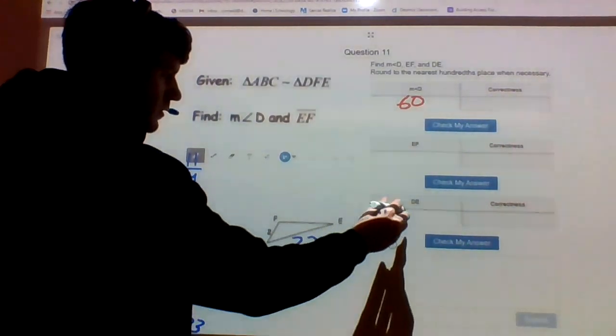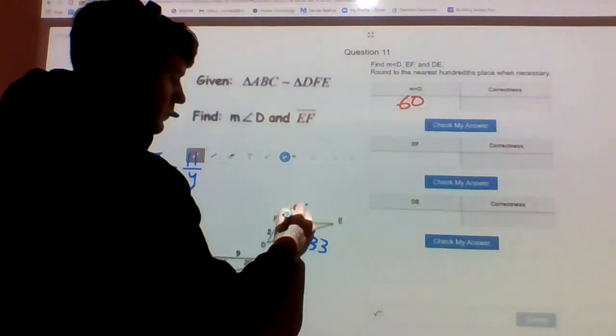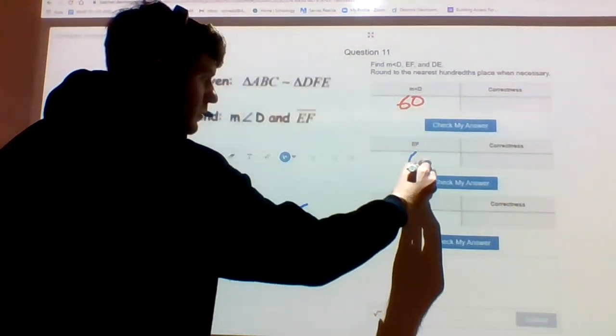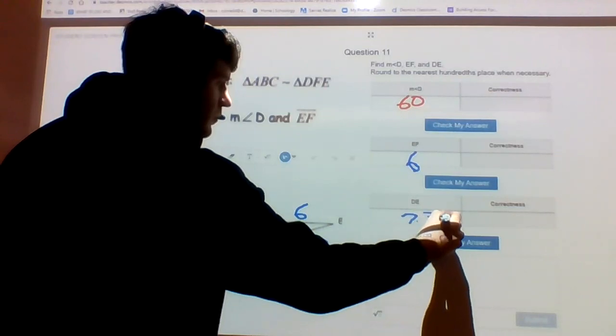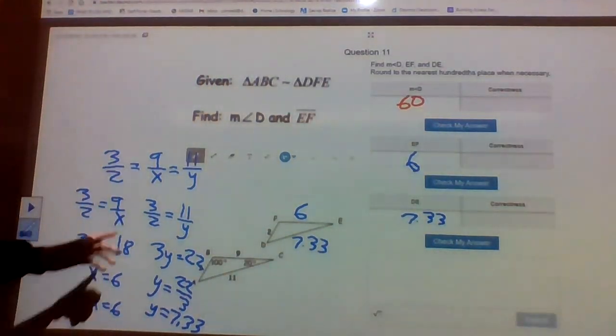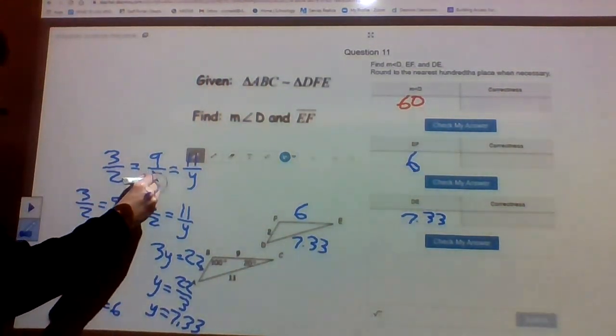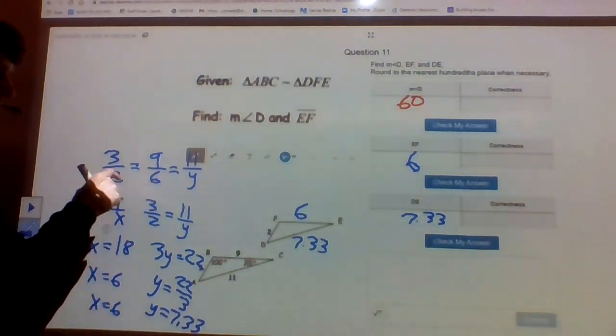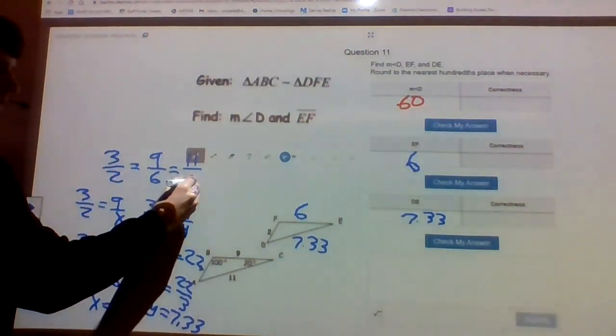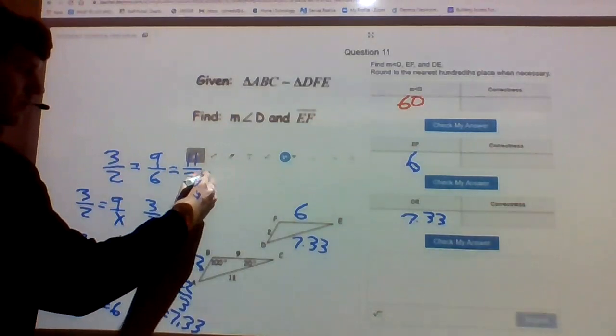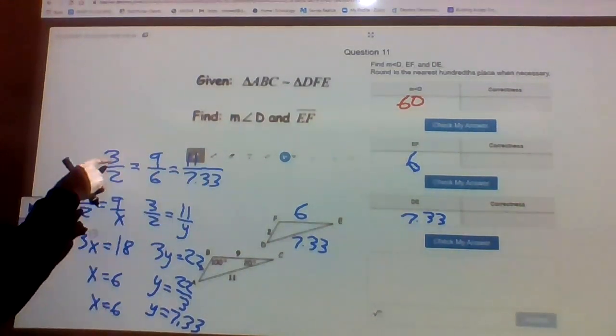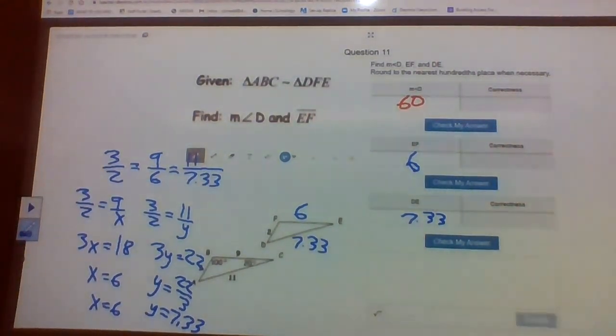And then FE was 6. So 6, 7.33. And again, if we put those numbers in here, 9 over 6 is equal to 3 over 2. And then 11 over 7.33 is also going to be 3 over 2.